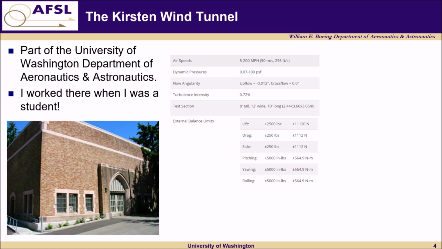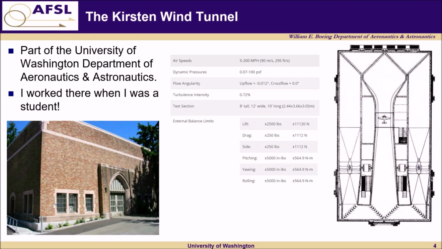and yaw. Now, the tunnel actually has a unique closed-circuit double return design. So this means that there are two fans which push air around in a closed loop. So the wind actually makes two 90-degree turns before accelerating through the bell mouth, going down the test section, and then decelerating in the diffuser before making another two 90-degree turns to return to the fans.